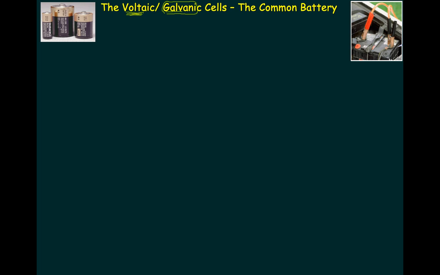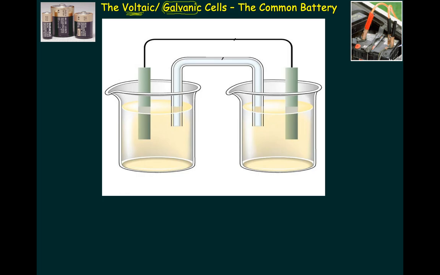To make a really crude type of battery, what we normally do is have two beakers, or two cells. Sometimes we call these cells. This would be half cell one, and we call this half cell two. What we're going to be using is zinc and copper. We take a solution of zinc sulfate and a solution of copper sulfate, and we place those in the two beakers.